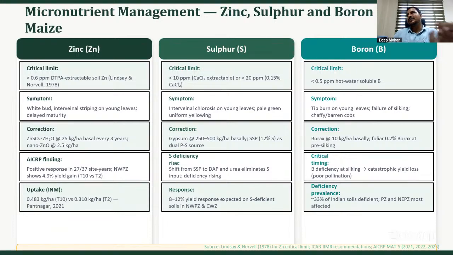The solution to this problem is to spray borax solution just before tasseling. Borax is a very low cost source of nutrient, we can say. One point to remember is that if boron deficiency is there at the time of silking, the pollination is going to fail. So for boron deficiency, prevention is the only option.